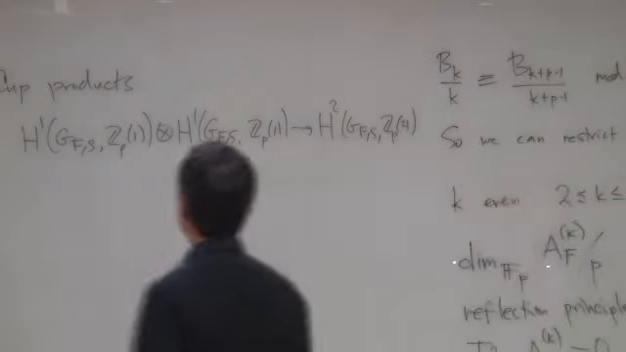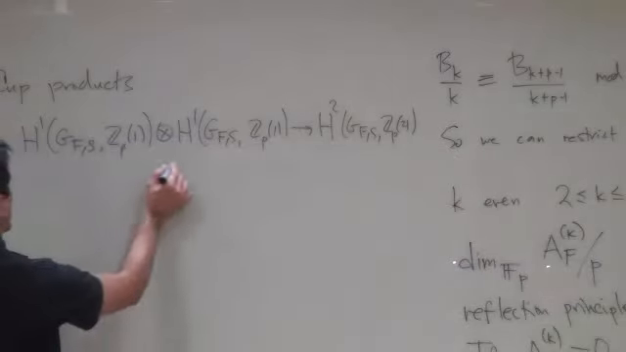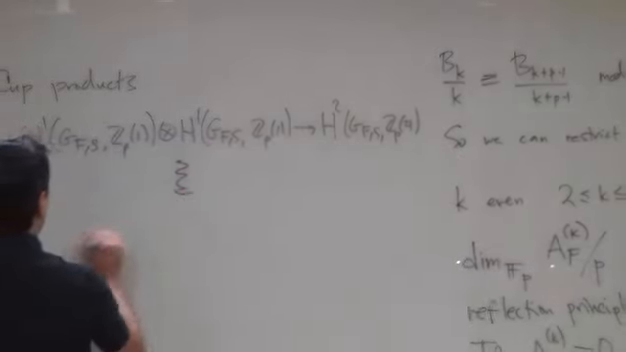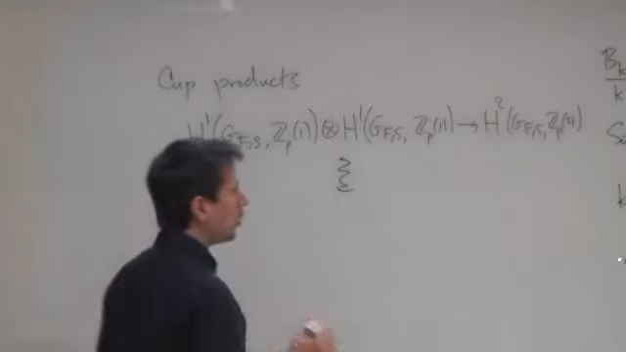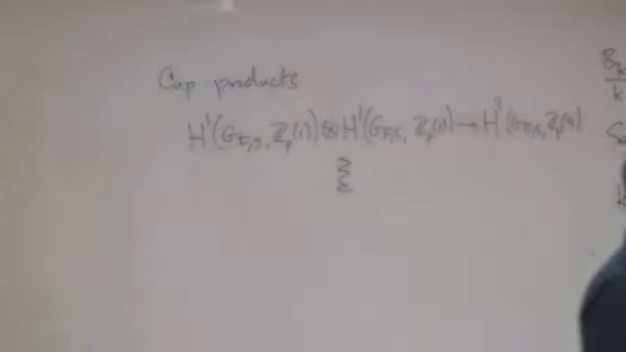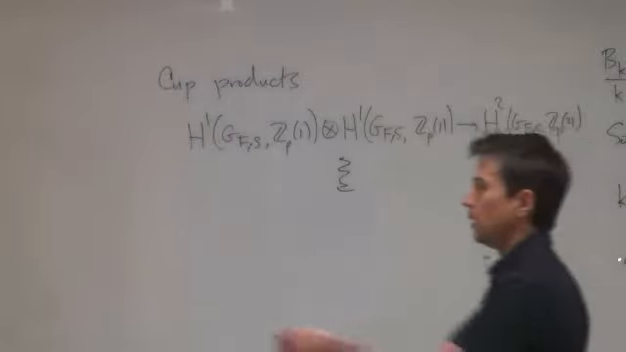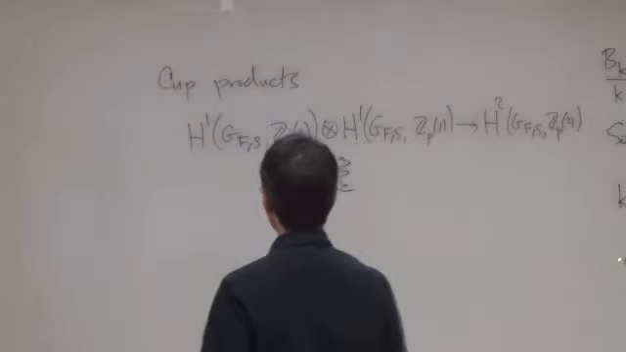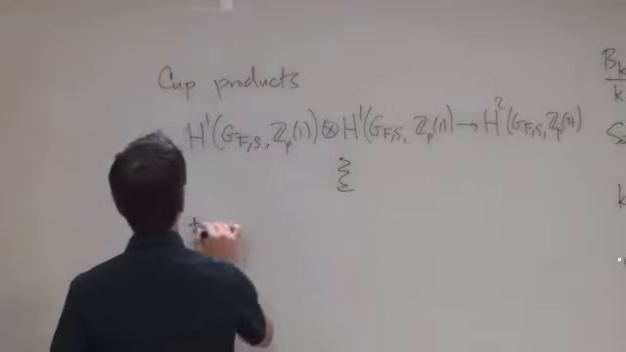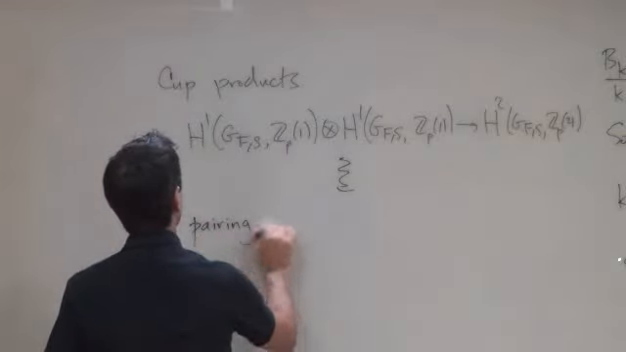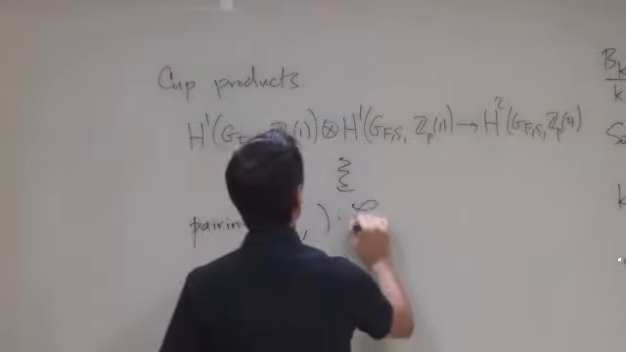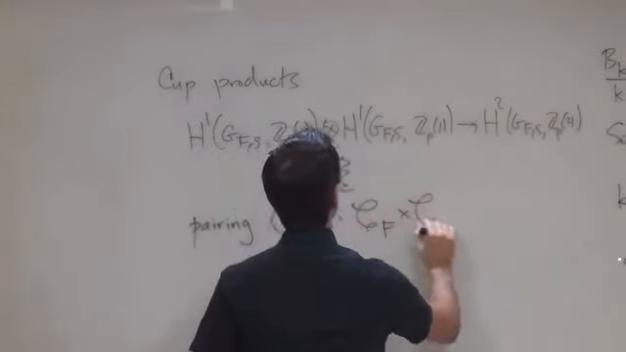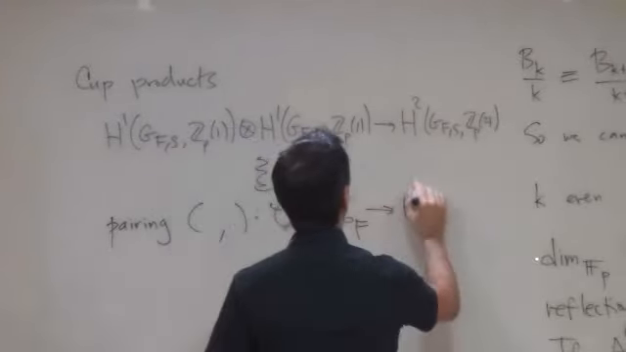Anyway, the point is, what does this give you? So this gives a pairing. And now I don't want to look at this pairing on all of the P units. I'm only going to be interested in it on CF. So this gives a pairing from CF cross CF to H2.